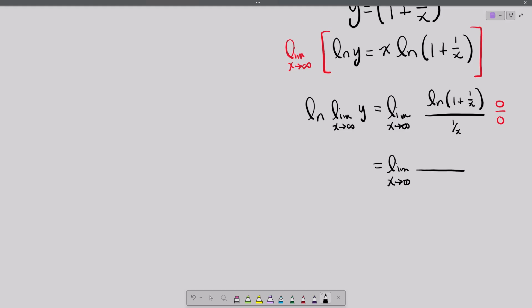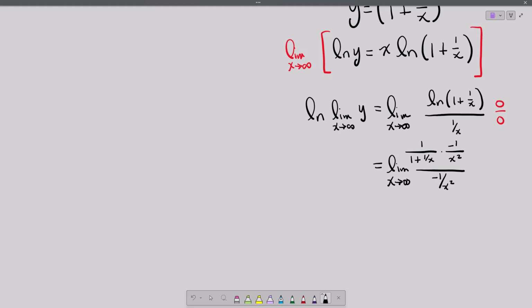So in the denominator, that's easier to take the derivative. That's x to the negative 1. So it's negative 1, x to the negative 2. So negative 1 over x squared. In the numerator, the derivative of a log is 1 over the inside, multiplied by the derivative of the inside. The derivative of the inside, derivative of 1 is 0. Oh, another derivative of 1 over x. So we get a negative 1 over x squared there.